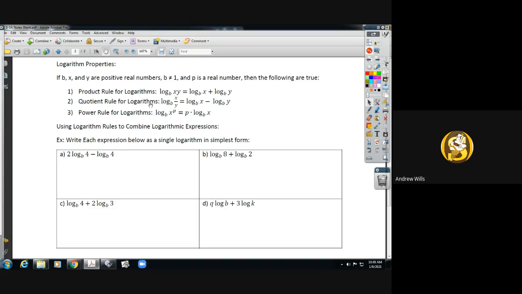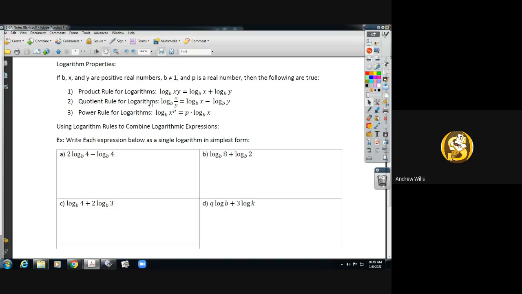And then finally, the power rule for logarithms. If you have a logarithm that contains an exponential expression, log base b of x to the p power, you can grab the exponent p and move it out in front of the logarithm as multiplication. So log base b of x to the p power is p times the log base b of x.